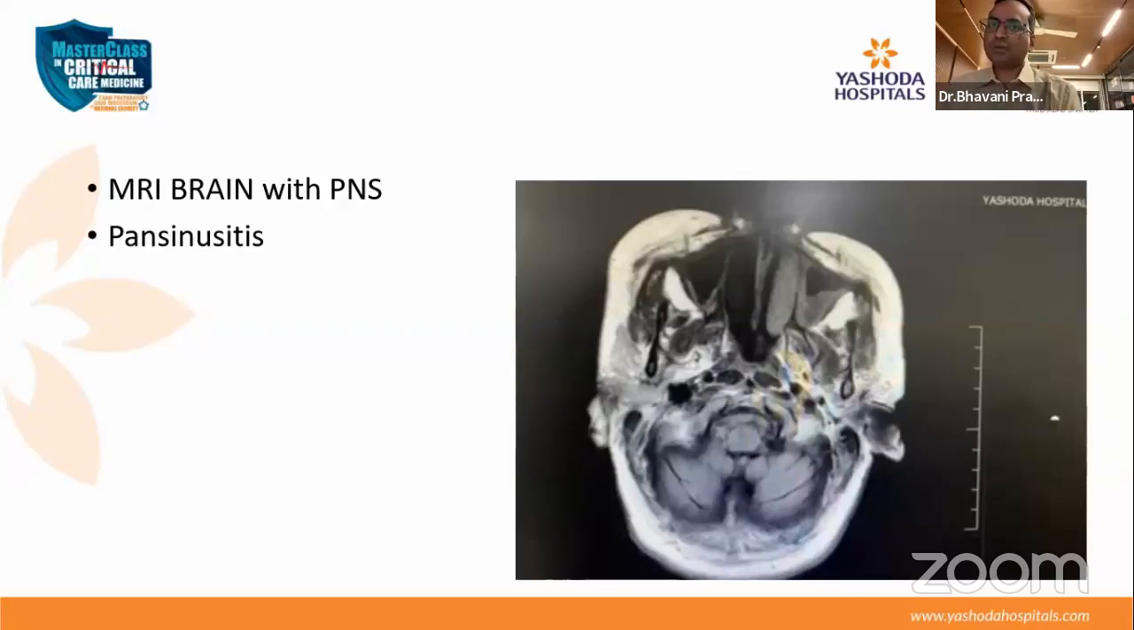Any idea about euglycemic DKA? Those who are on SGLT2 inhibitors like empagliflozin and dapagliflozin, used in type 2 diabetes mellitus and heart failure patients, have a possibility of euglycemic ketoacidosis. Sugars will be less than 250 or less than 300, but because of a relative insulin deficiency, lipolysis is predominant, which leads to ketoacidosis. That is a new trend, euglycemic ketoacidosis, apart from the routine diabetic ketoacidosis we are seeing.